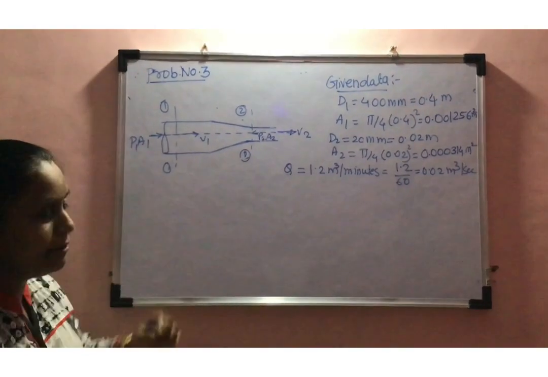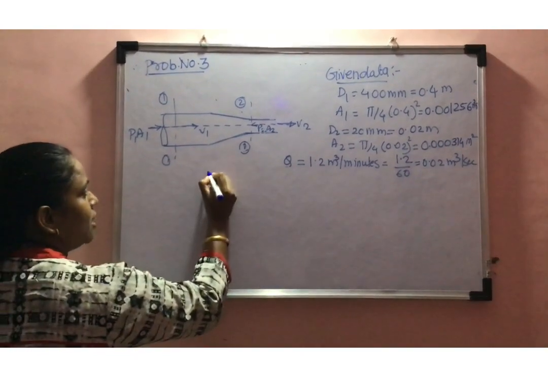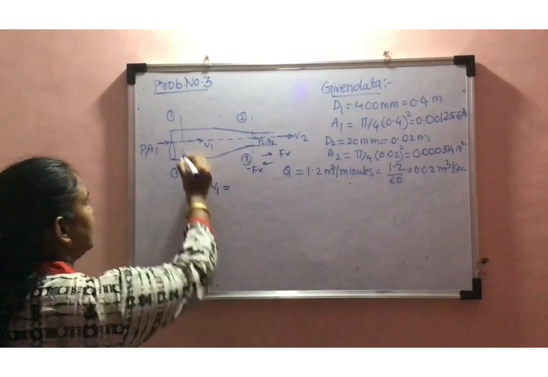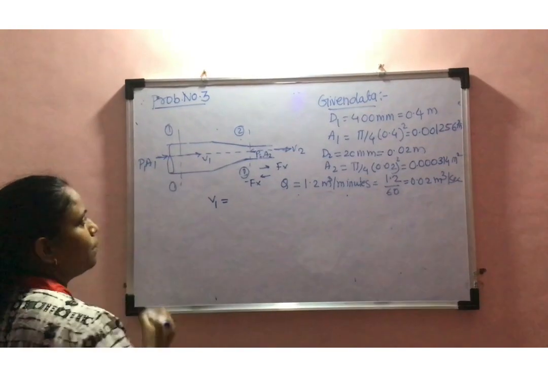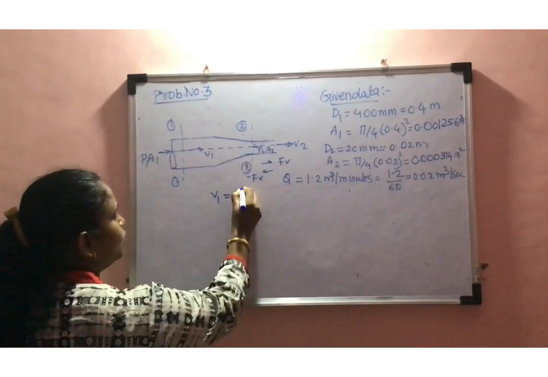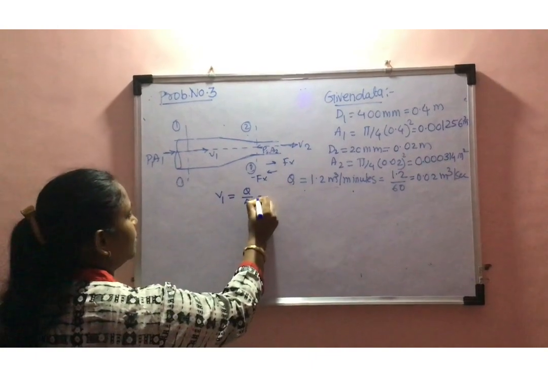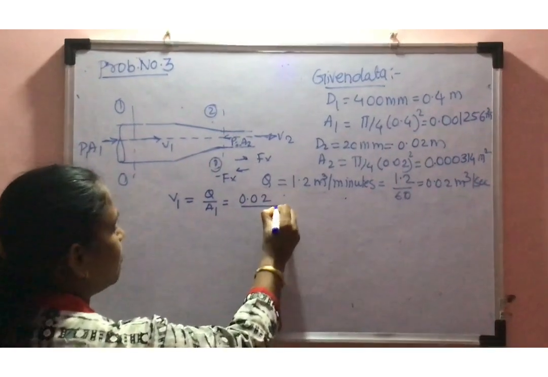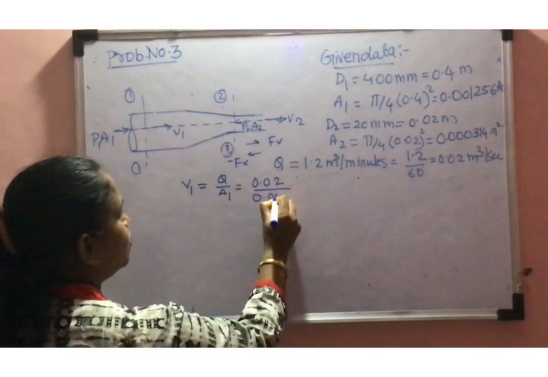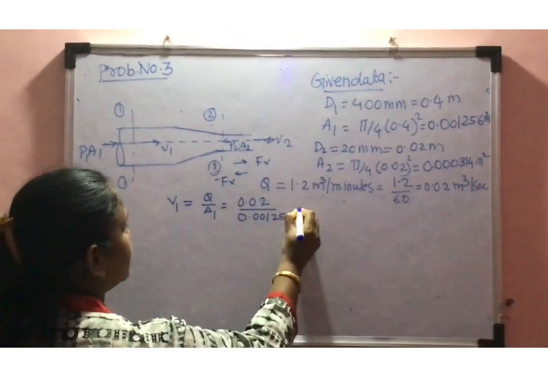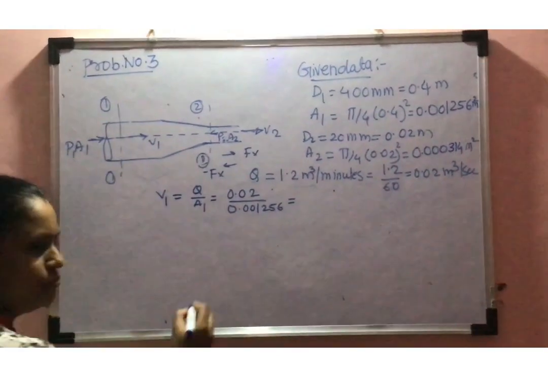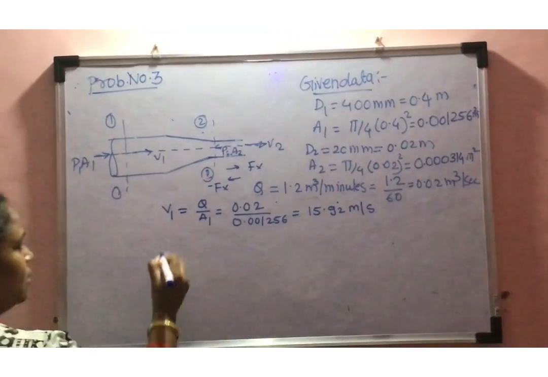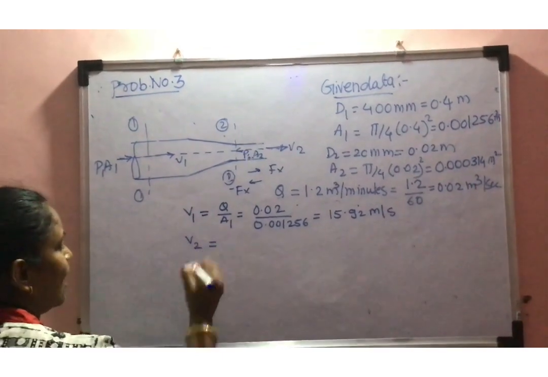After calculating the discharge, the next step is to find out the velocity at section 1, that is the pipe cross section. So V1 is equal to Q upon A1. The value of Q is 0.02 divided by the area 0.001256, and here this V1 comes to 15.92 meter per second.